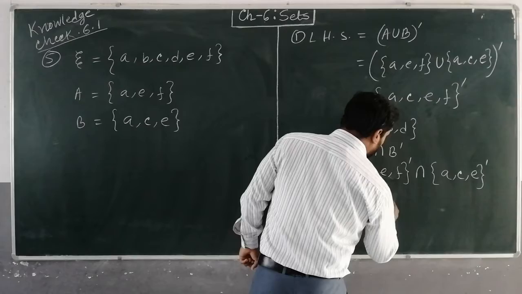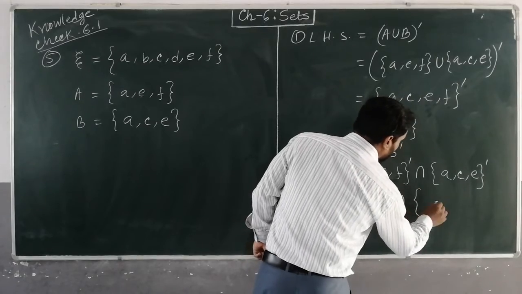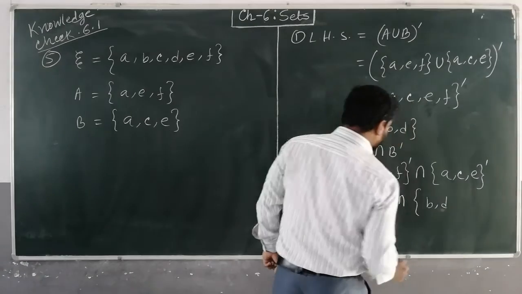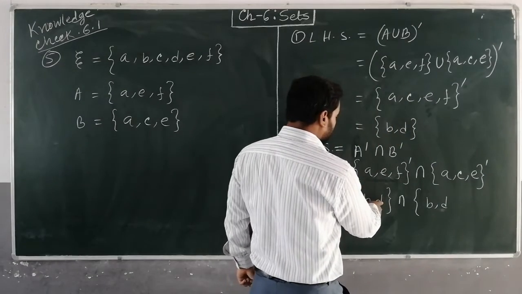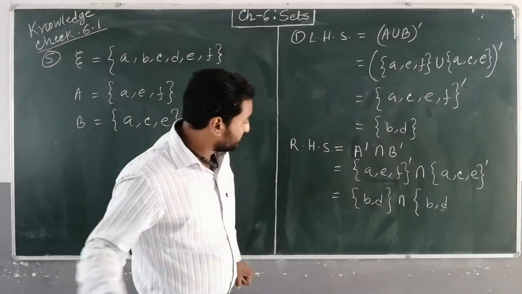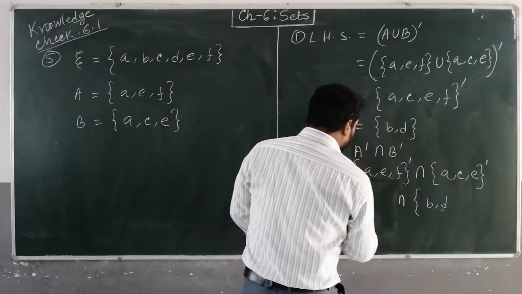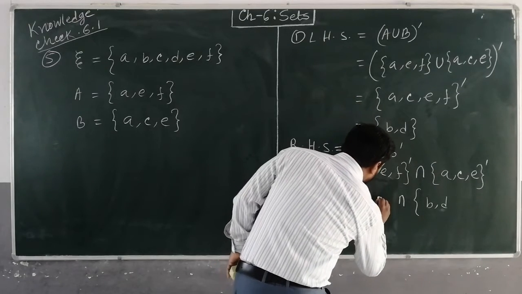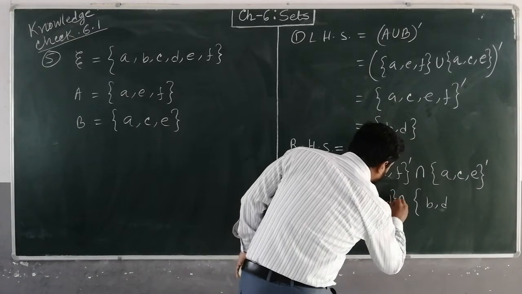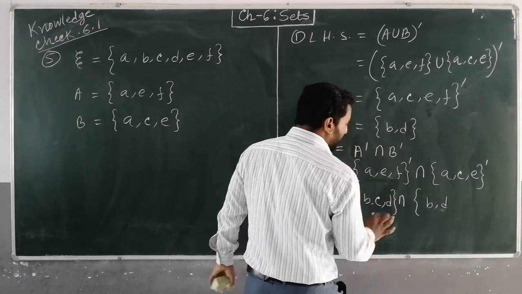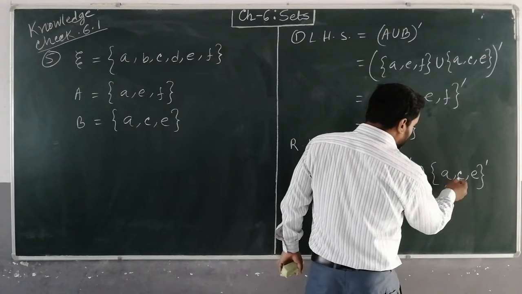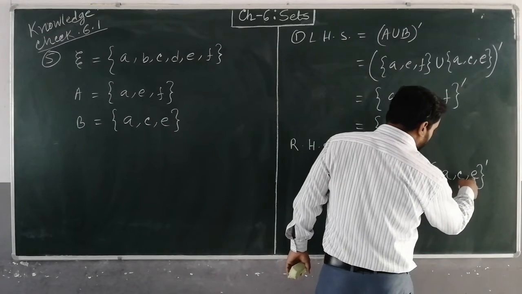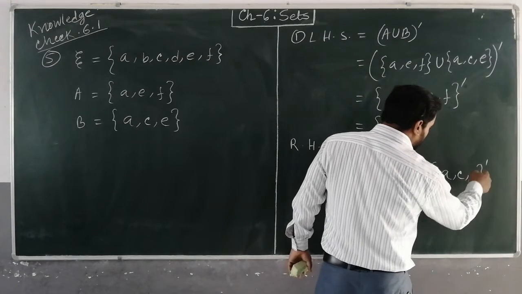Okay, so b and d, intersection with the complement of ACE. So b will be there, d will be there, and sorry, here c also comes. A is there, so a will not be here. Then b, then c, then d, and e and f are here, so no need to write. So after a, b, then c is here, so we will not write it. d is not here, so we will write it. Then e is here, so e will not be written. Then after e there is f.